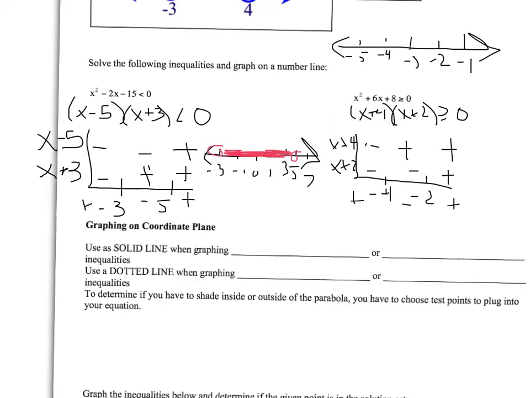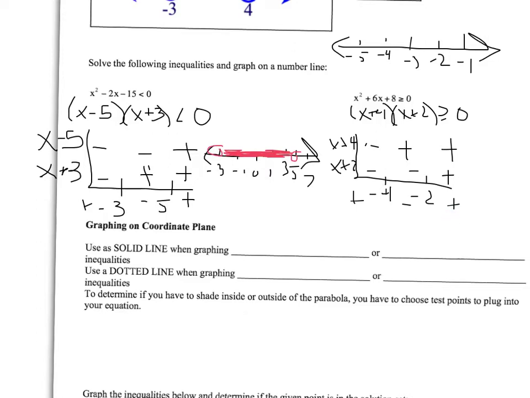Same idea on the right hand side here. I factored it to x plus 4, x plus 2, and I drew my tree. Based on my tree, I need numbers greater than or equal to 0. Those are numbers that are less than -4 or greater than -2.